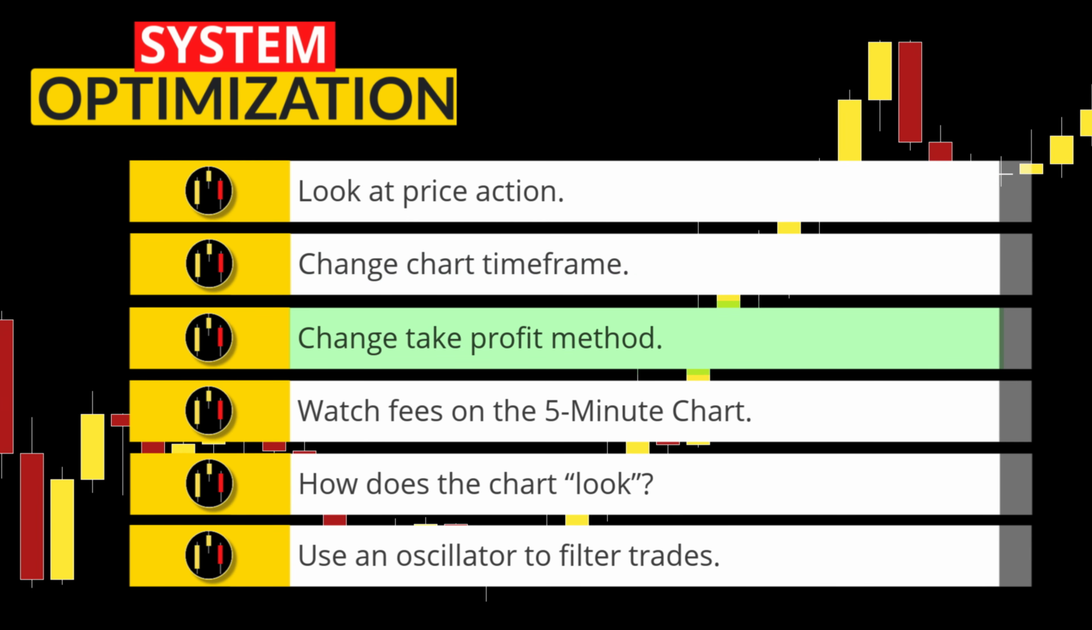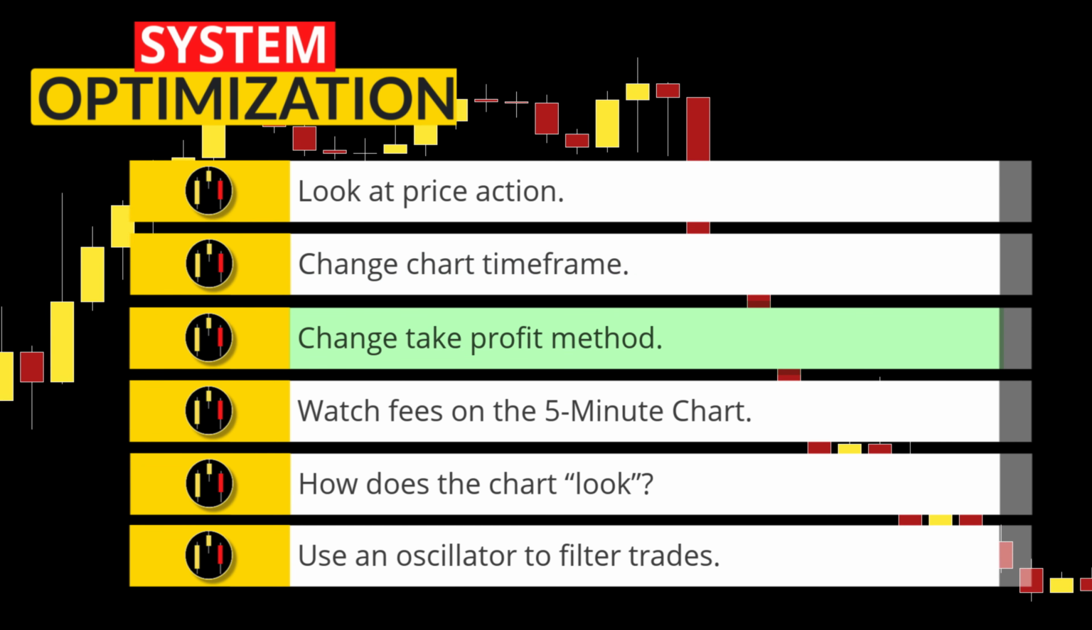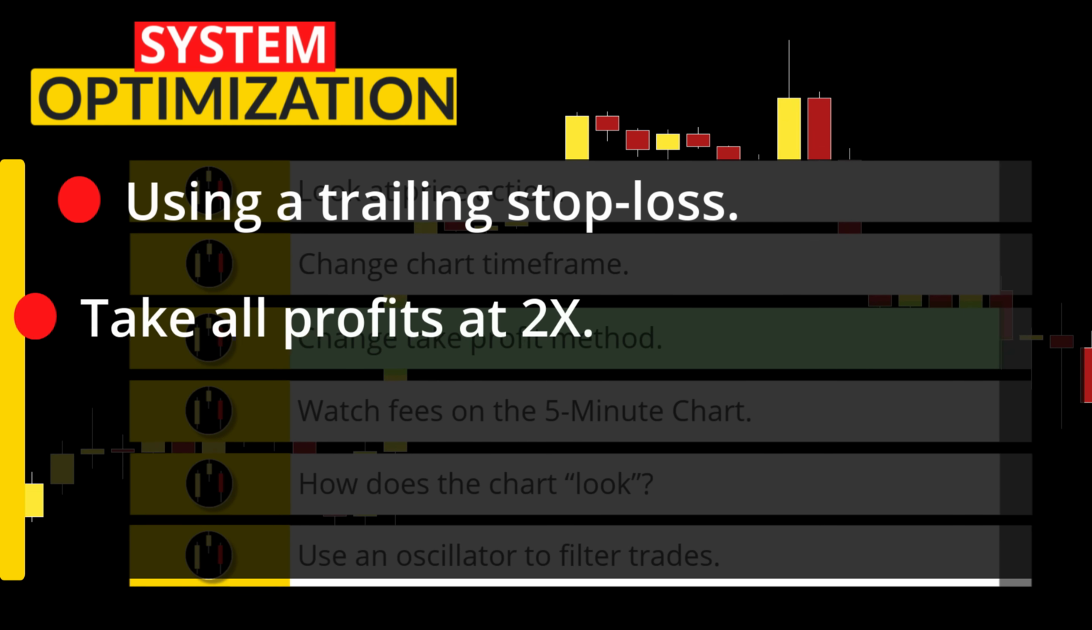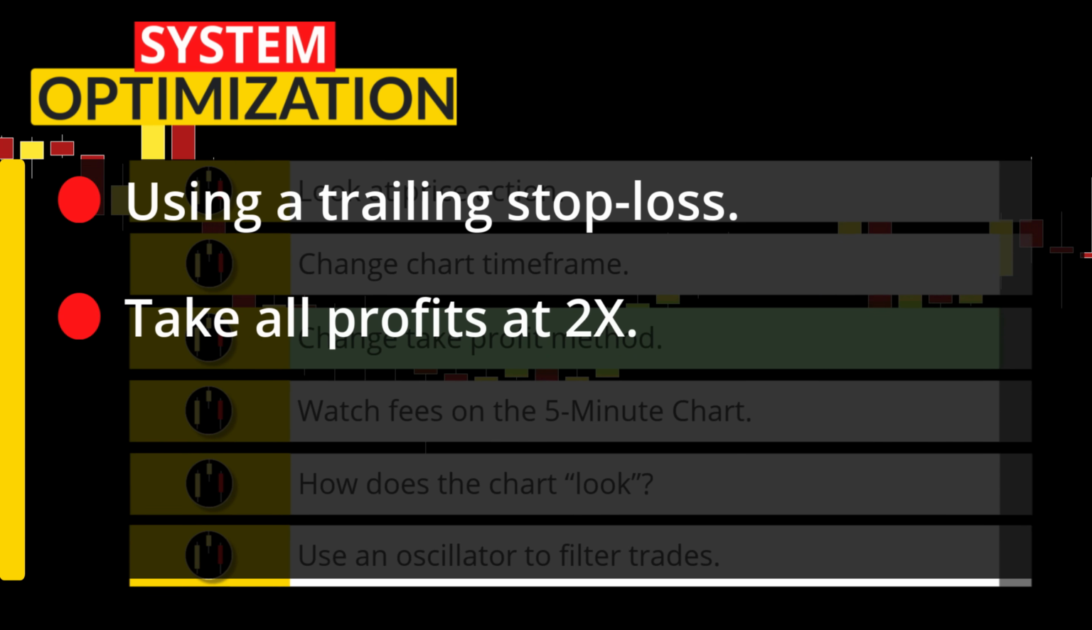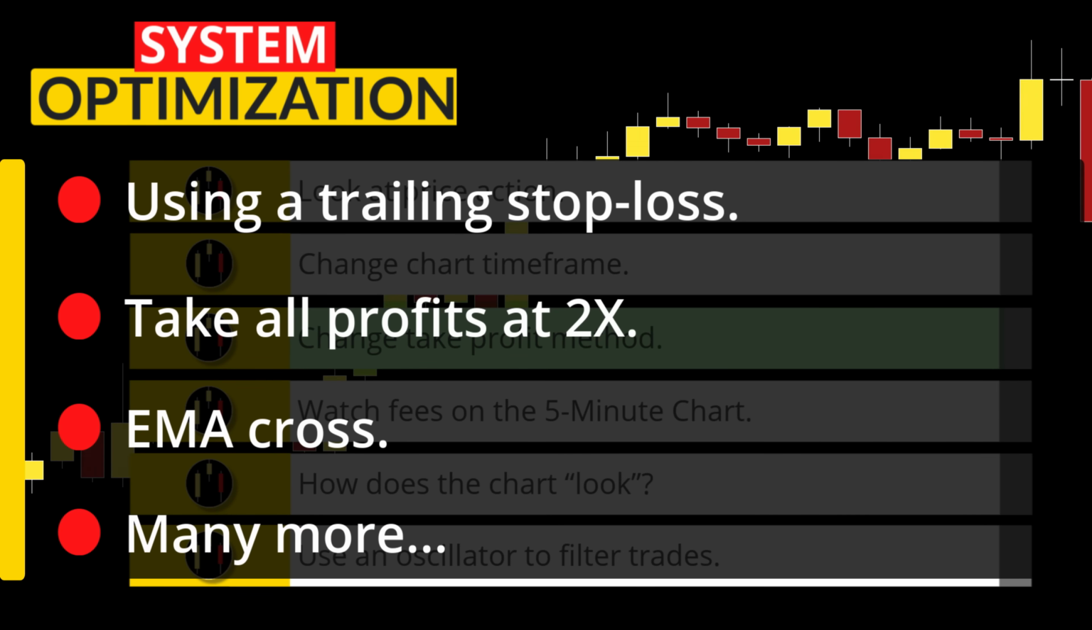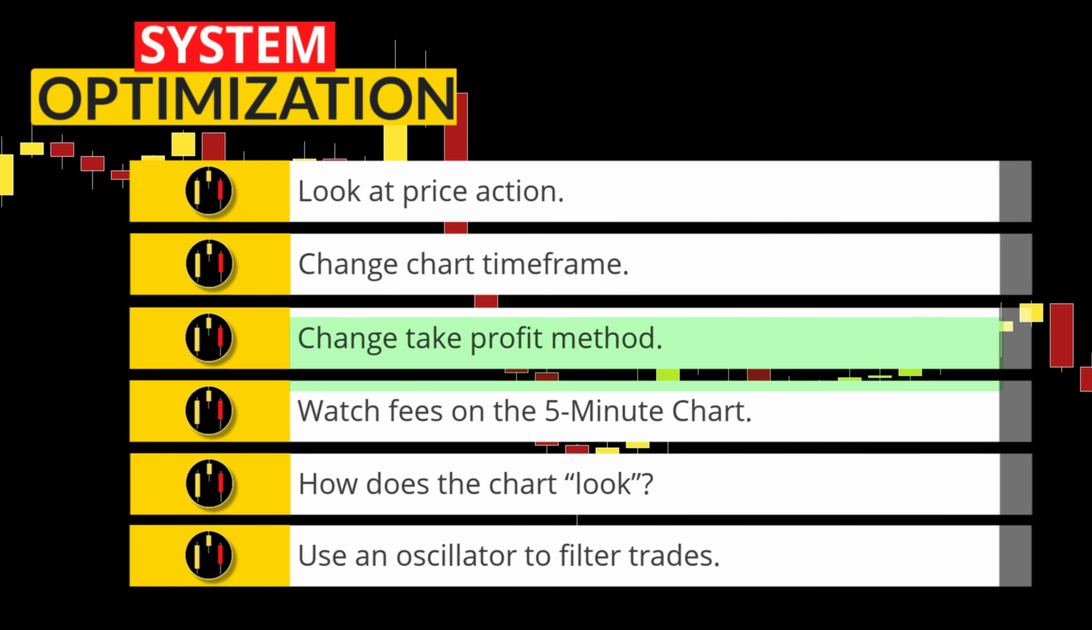Third, the take profit method can be optimized. Some of the many ideas I can share are using a trailing stop loss, taking the entire profit at 2 times risk, or just a cross of the moving averages. If you want to know some more ways, just ask in the comments below.